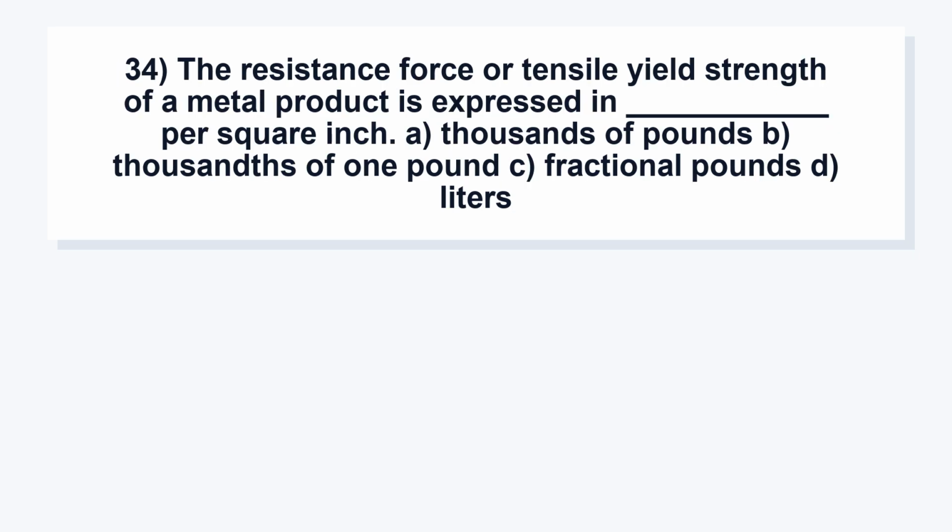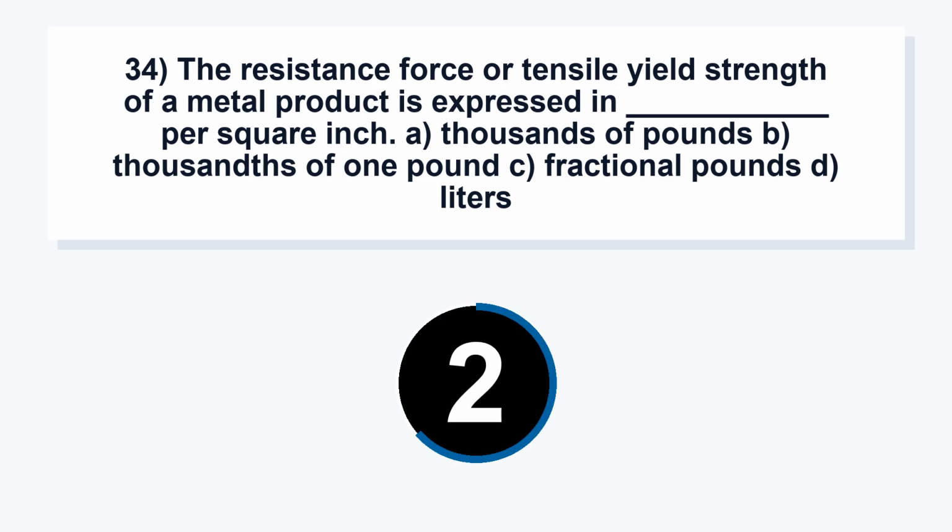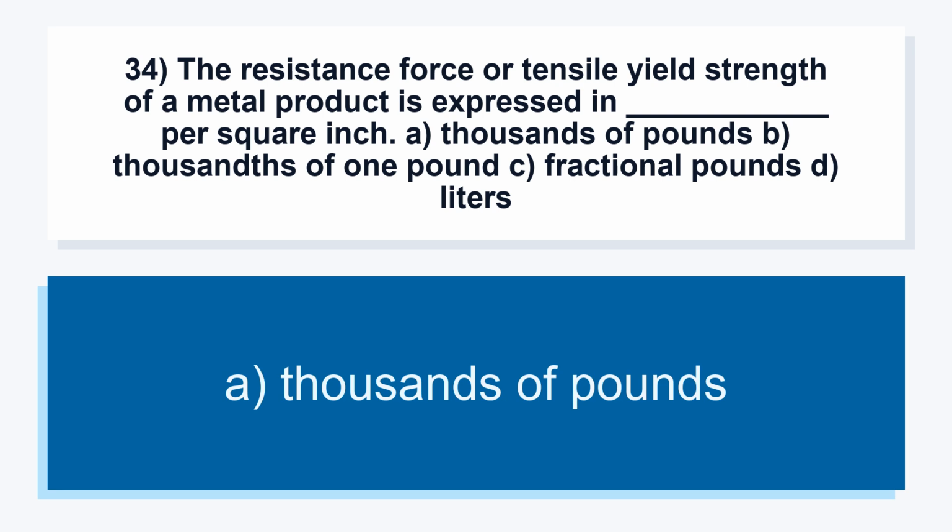34. The resistance force or tensile yield strength of a metal product is expressed in per square inch. A. Thousands of pounds, B. Thousandths of 1 pound, C. Fractional pounds, D. Liters. A. Thousands of pounds.